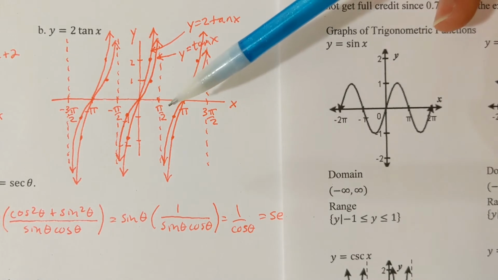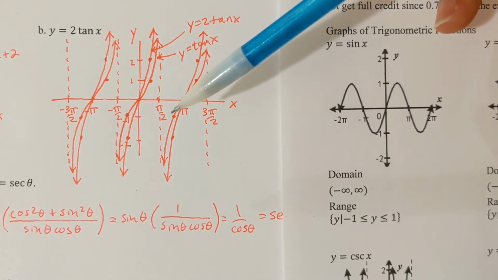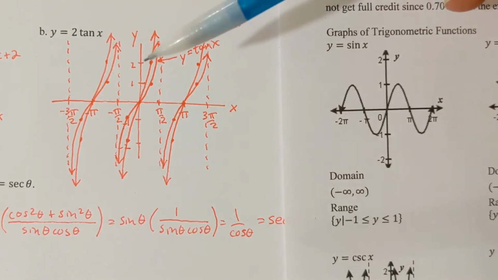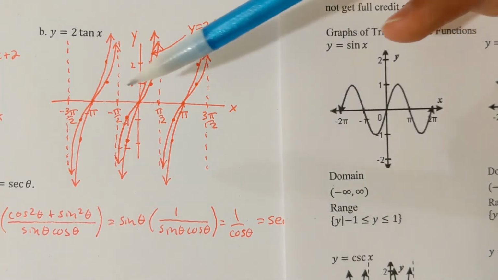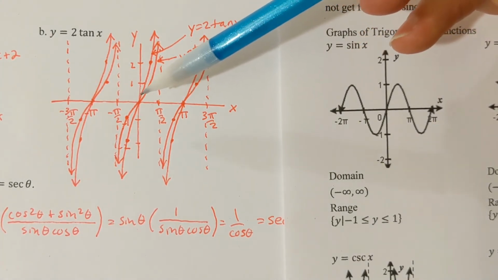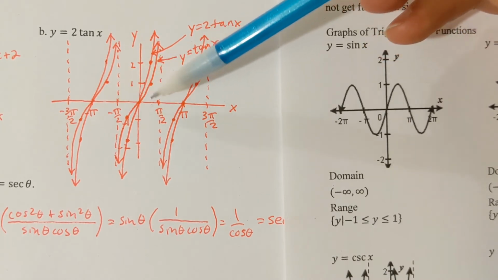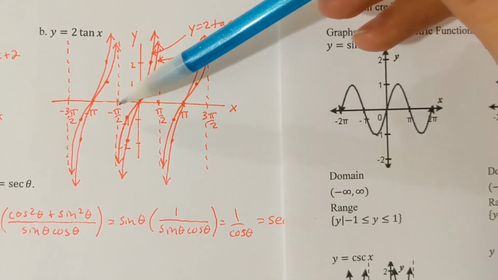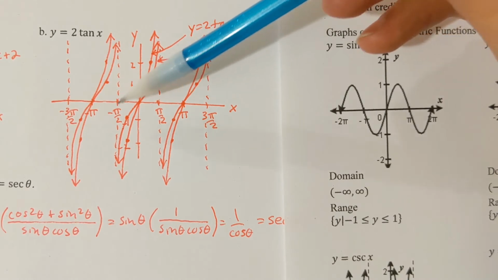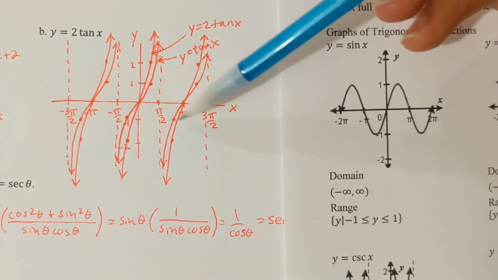And of course, I can use the periodic factor here. The tangent function is a periodic function of pi radians. So what I see here on the interval negative pi over 2 to pi over 2 would be a length of pi radians, right? What I see on that interval is going to repeat infinitely often.